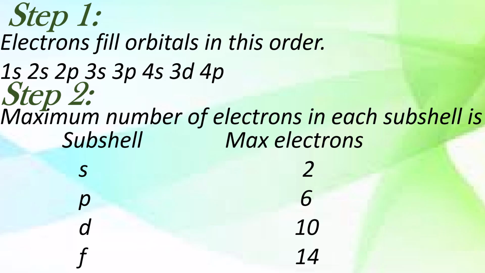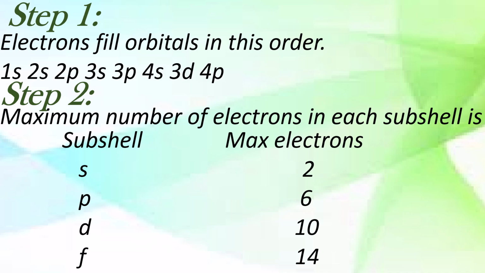Here 1, 2, 3, 4 are the shell principal quantum numbers. S, p, d, and f are the azimuthal quantum numbers.